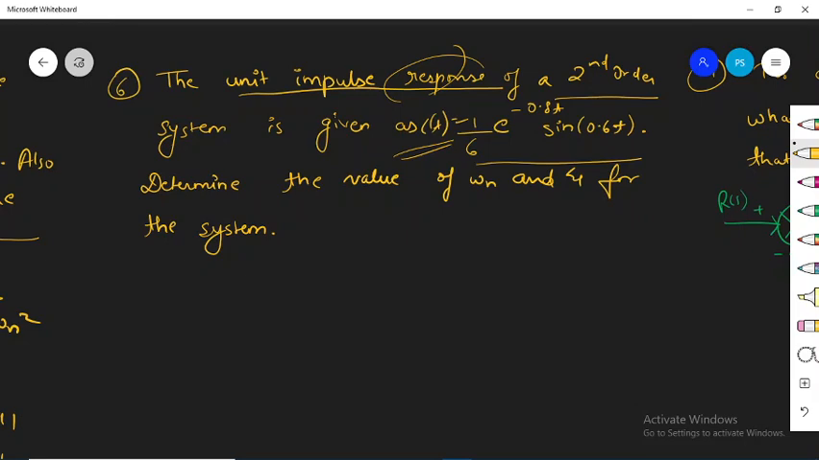Then you have to find, if this is the case, then you have to determine again the value of zeta and omega. And in order to find out these values, you need to find out the transfer function of the system.